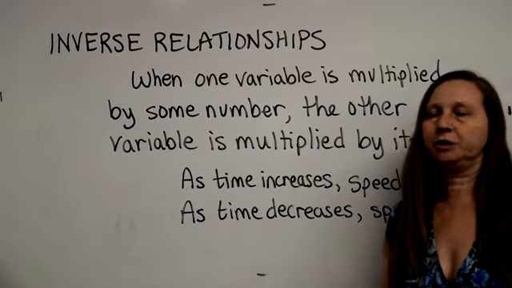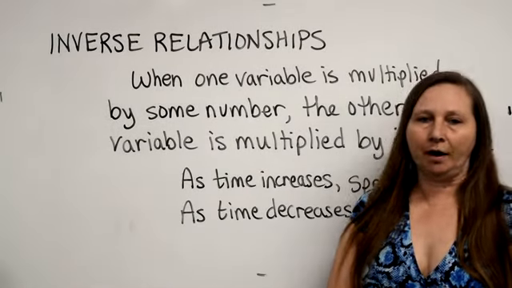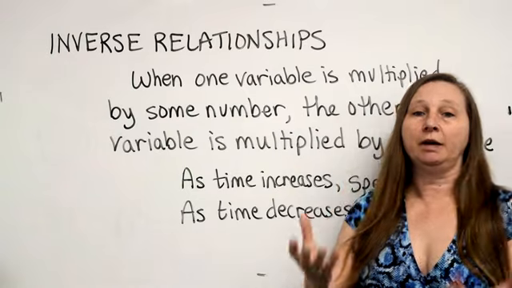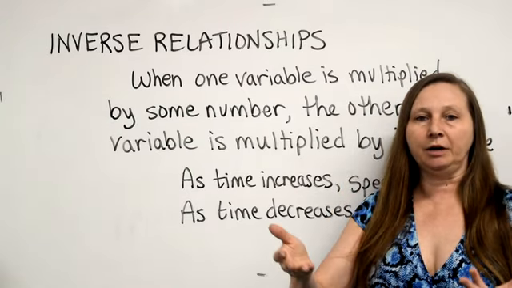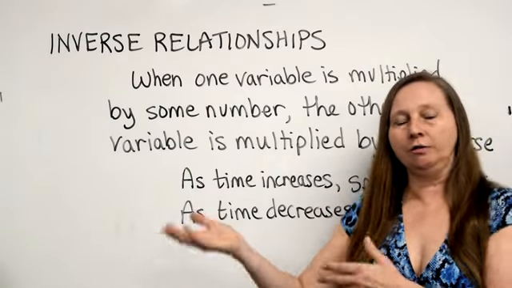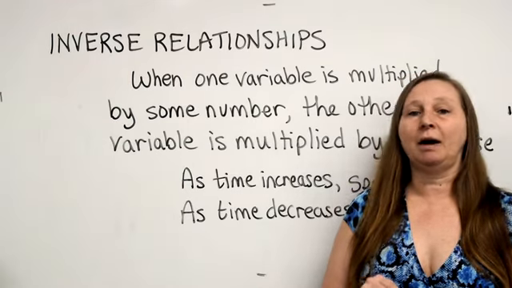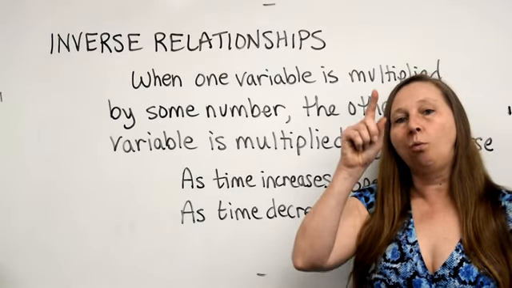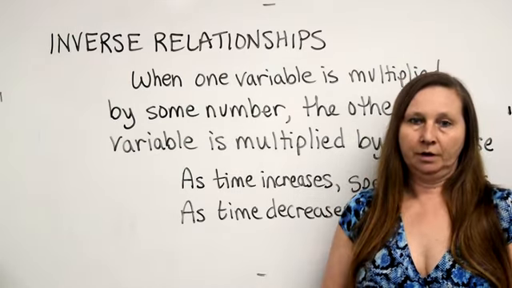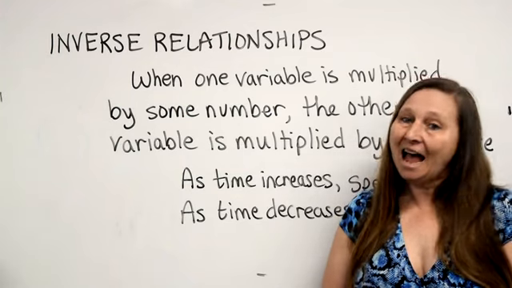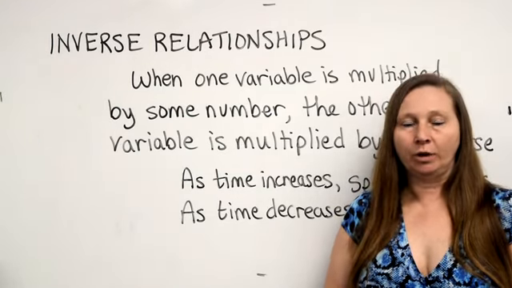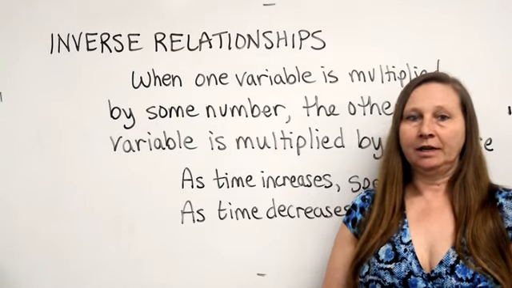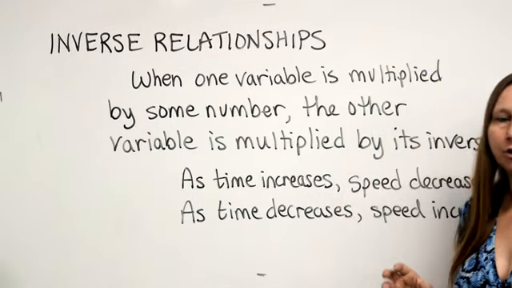Okay, now think about this. If the first variable, for example, is multiplied by 2, it's going to get bigger. What's going to happen is the other variable is going to be multiplied by the inverse of 2, or 1 over 2. Well, if you're multiplying by 1/2, the second variable is going to get smaller. Okay, so this is what's happening in an inverse relationship.